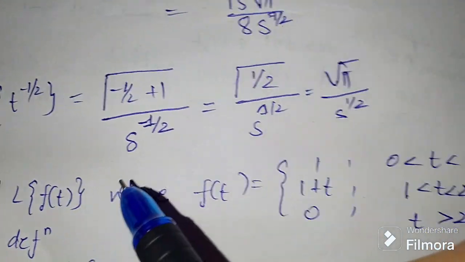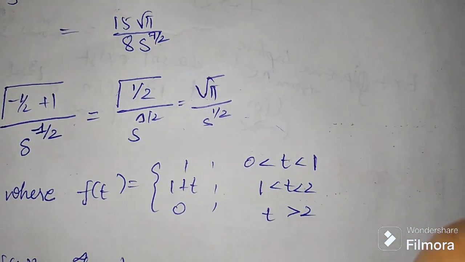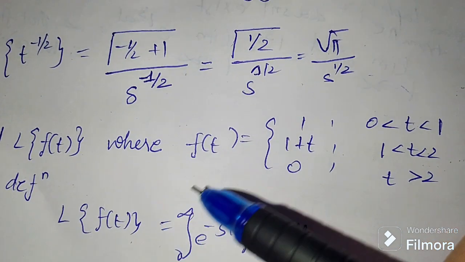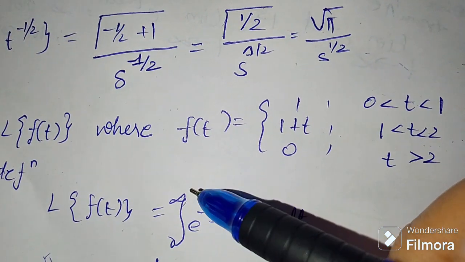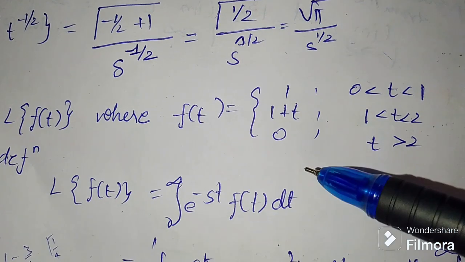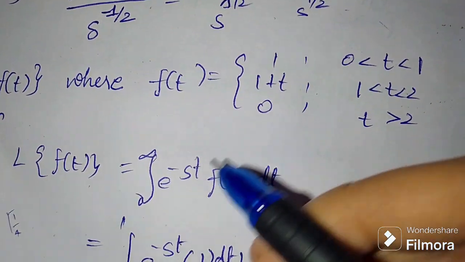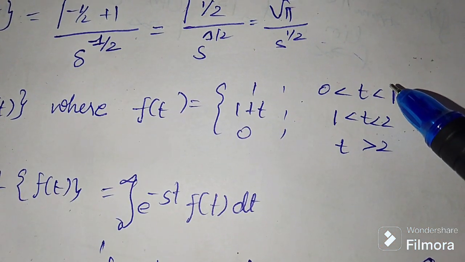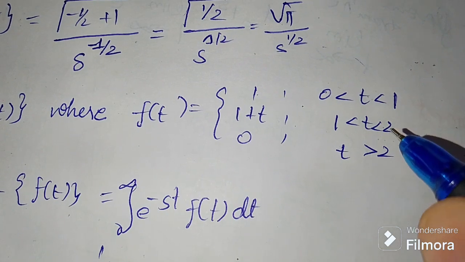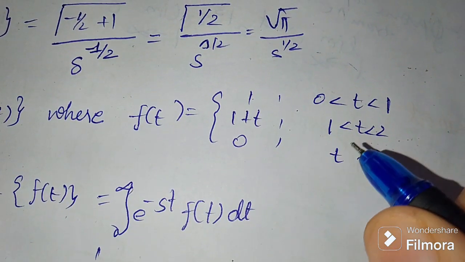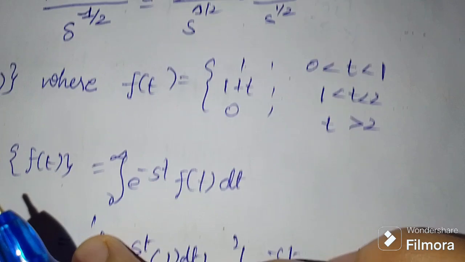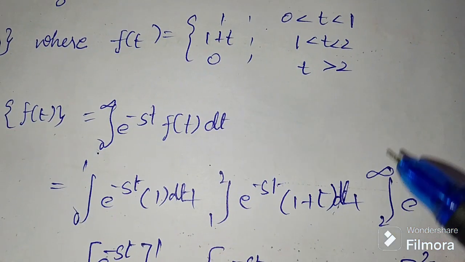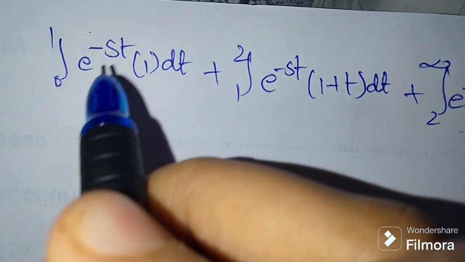Let's solve this question. Find Laplace of f of t, where f of t is this piecewise function. This type of question we always solve using the definition. So by definition, Laplace of f of t is the integral from 0 to infinity of e power minus st f of t dt. My limits are from 0 to infinity, and if you see here, from 0 to 1 my function is 1. From 1 to 2, my function is 1 plus t. And from 2 to infinity, my function is 0. So I am dividing this into three parts: 0 to 1, 1 to 2, 2 to infinity.